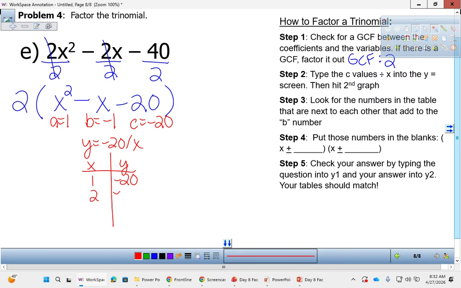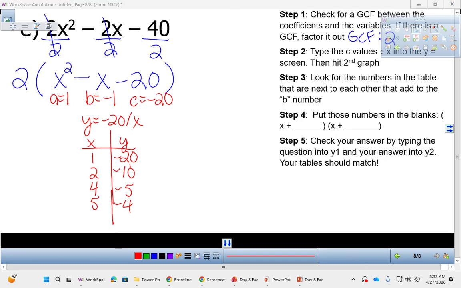We've got 2 and negative 10. Nothing next to 3. 4 and negative 5. 5 and negative 4. 10 and negative 2, 20 and negative 1. Those are all my combinations, all my whole numbers in my 20 table. What do I need them to add to? Negative 1. B is negative 1. So I'm adding them, and I'm seeing what I get.